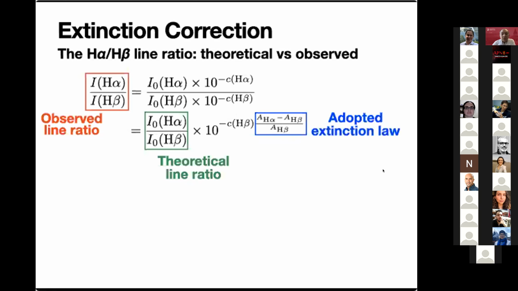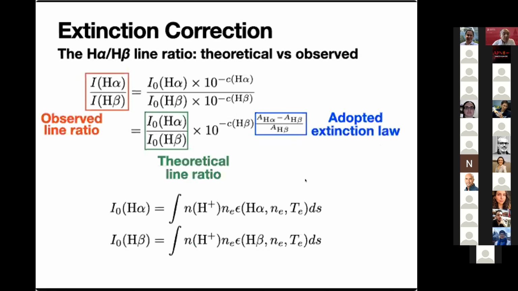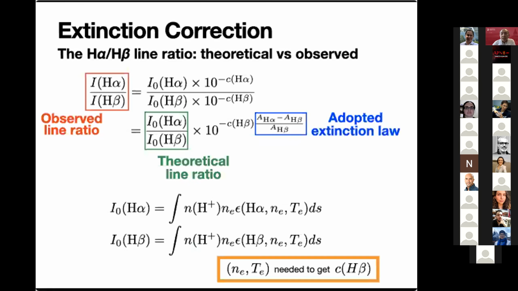And in order to do that, this is something that you can calculate. It says you need to integrate over the column the H alpha emissivity and the H beta emissivity. So you have to do that. But the H alpha, H beta emissivities are actually dependent on the electron density and electron temperature. So what that means is that electron density and temperature are what you need to get the extinction value.